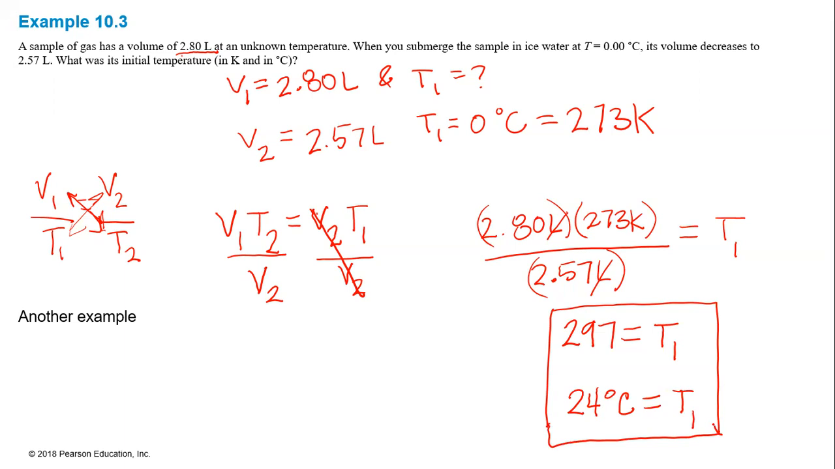So again, let's look at this and make sure that it makes sense in terms of our volume and temperature relationship. They are directly proportional, so if one increases, the other should increase. If one decreases, the other should decrease. All right, so I started at 2.8 liters. I just found my T1 to be 297. I decrease my volume. That would cause a decrease in temperature, so that makes sense.